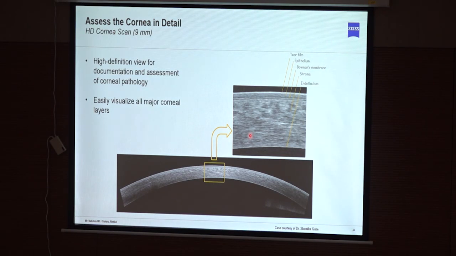This is another image of the cornea. The OCT will give you 9 mm of your corneal diameter. This is the HD image of a cornea. Here you can differentiate between the different layers like the tear film, epithelium, Bowman's membrane, stroma, and the endothelium. If there is some kind of opacity on the cornea, or any syndrome or disease over the cornea, you can easily pick it up on the OCT.